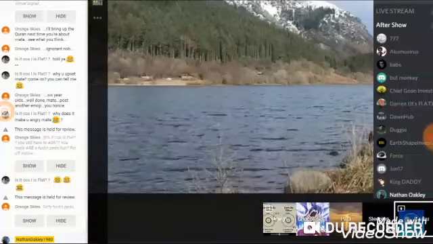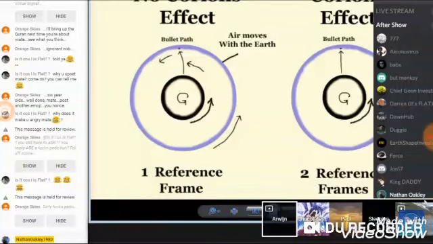Zanik doesn't understand Coriolis effect. The bullet, plane, helicopter, whatever you're describing, does not move in the non-inertial reference frame. That would be the rotating frame of reference that it leaves into the inertial reference frame. So at a fundamental level, Zanik doesn't understand what Coriolis effect is.